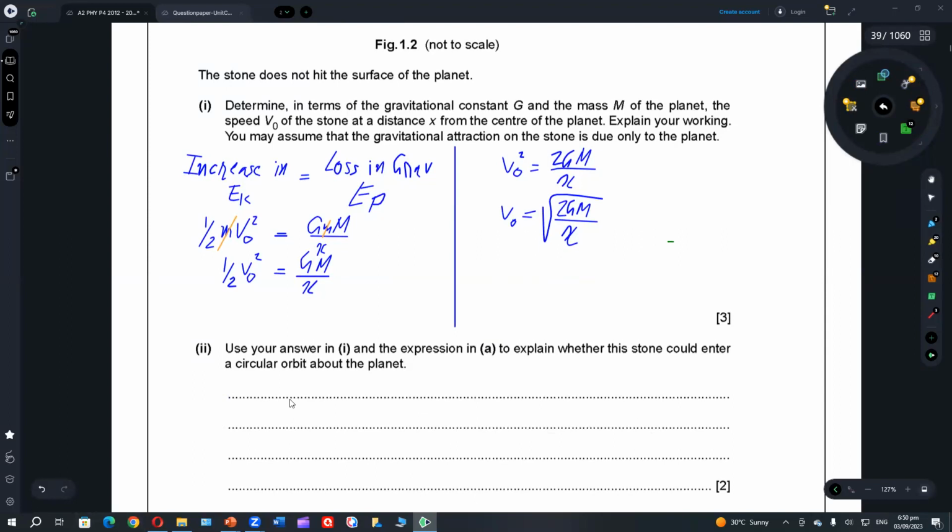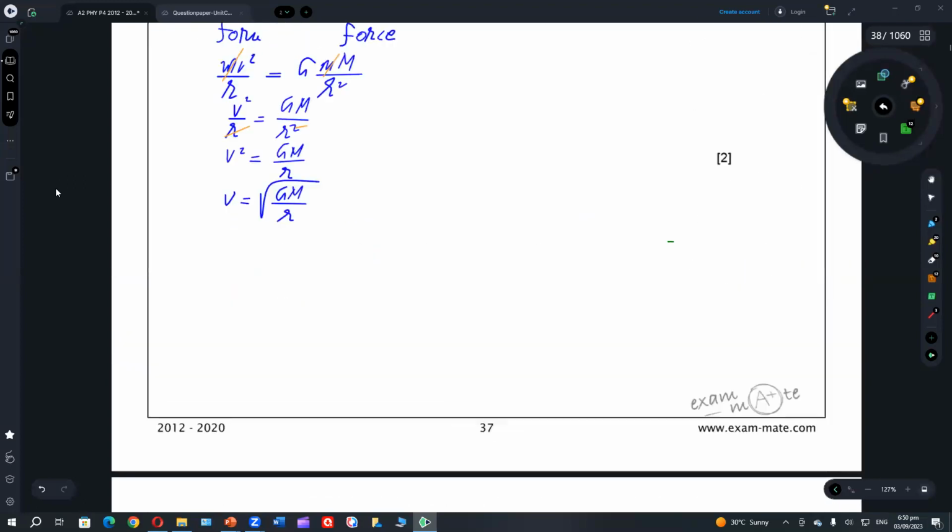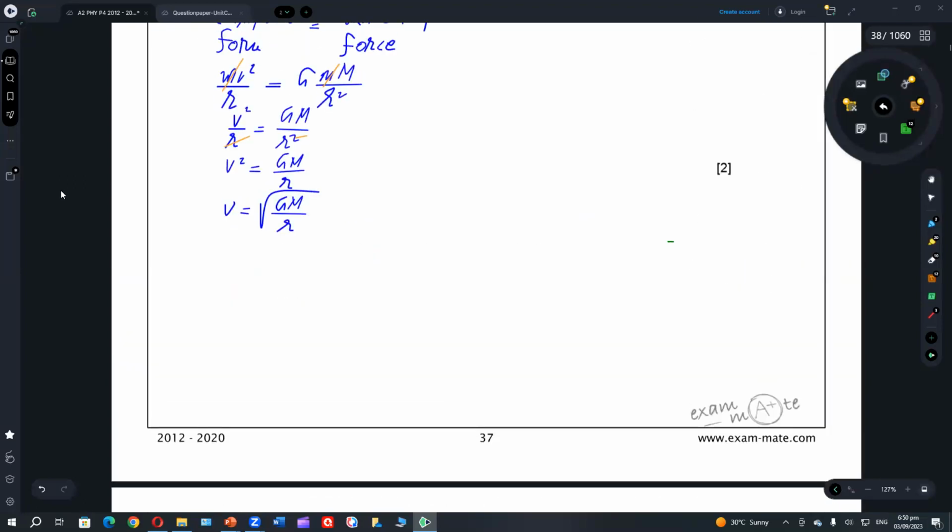Use your answer in part 1 and the expression in A to explain whether this stone could enter a circular orbit about the planet. Now, these questions are always tricky. Part number 2 is asking: for a circular orbit, what is the condition? Remember this formula which we derived. This is called the satellite velocity formula. If a satellite has this velocity, it will orbit.